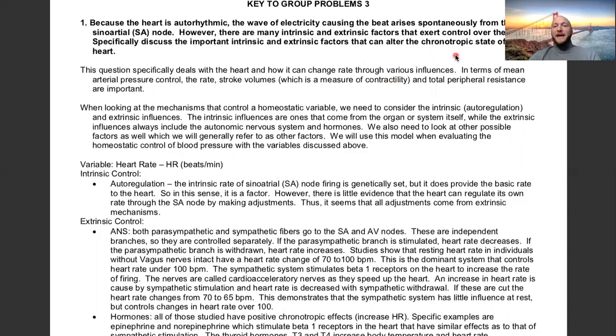So chronotropic, what does that mean? That's speed. That's the heart rate. Chronotropic state is the heart rate. So this question specifically deals with the heart and how it can change rate through various influences. In terms of mean arterial blood control, the rate, stroke volume, and total peripheral resistance are important. So we're focusing on the intrinsic and extrinsic controls for heart rate. Pause right now. What are the intrinsic controls for heart rate for the heart? What are the extrinsic controls for heart rate? All right, let's get into it.